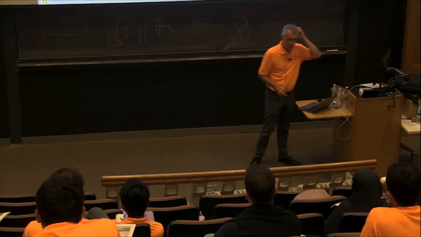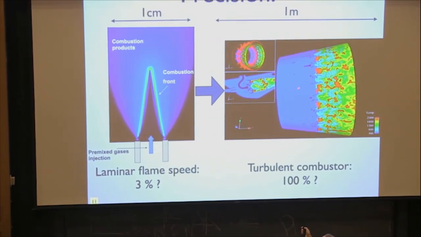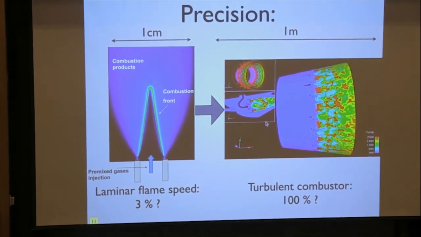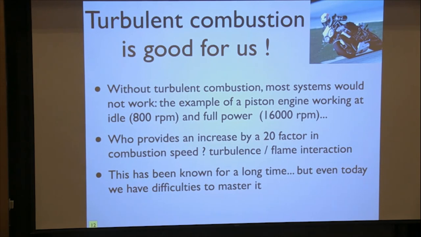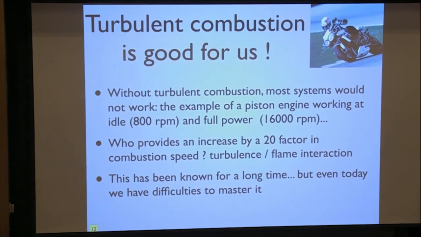Now, as I said, precision will be a few percent for a laminar flame and a few hundreds of percent for a turbulent flame. It's not even clear that you are able to predict the moment where these things quench. I mentioned that already. The turbulent combustion speed is going to change on a very wide range, from 1 to 20 maybe. So we need a model to explain that, and that's due to the turbulent flame interaction. We've known that for a long time.